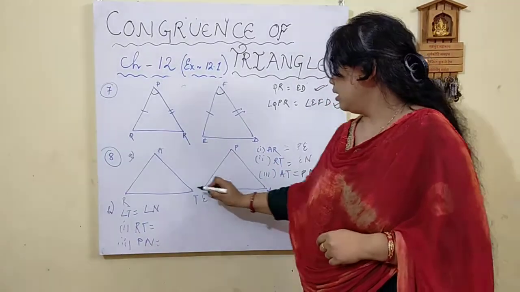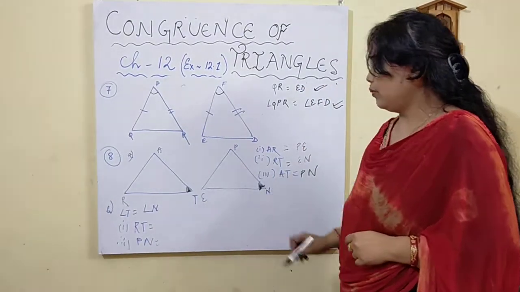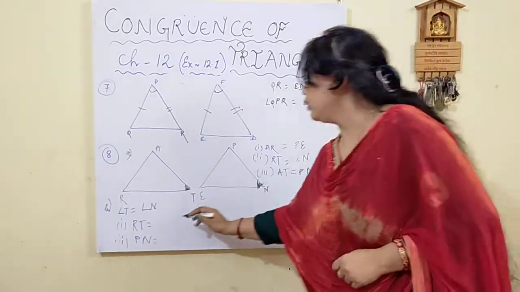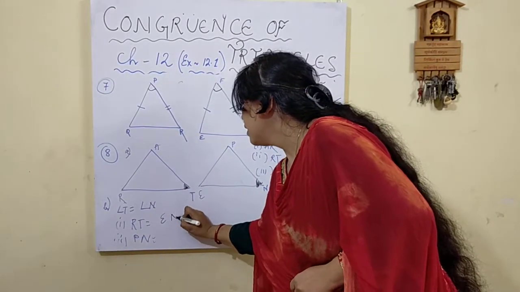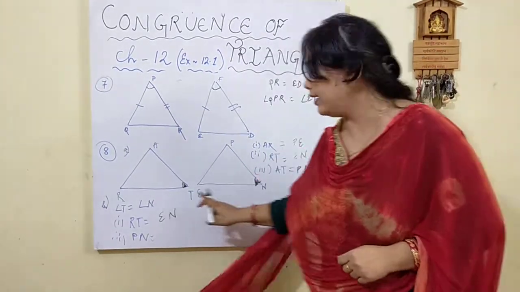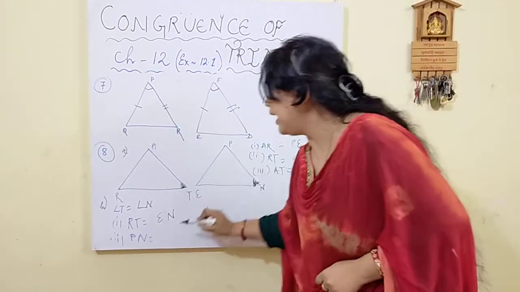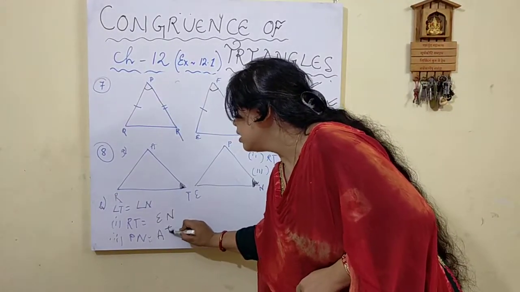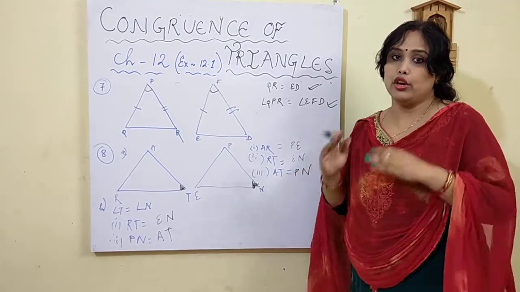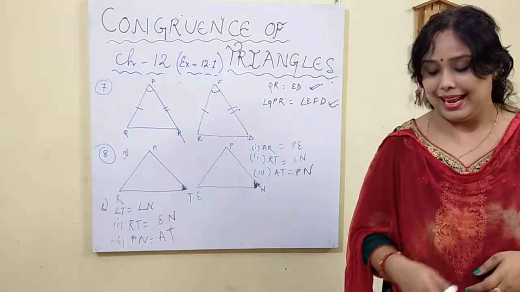And part B, it is given that angle T is equal to angle N. Now with this criteria, RT should be equal to EN, because this is the corresponding side, and PN should be equal to AT. So you have to just keep your eyes open and see what the corresponding parts are. So let's proceed to question number 9.